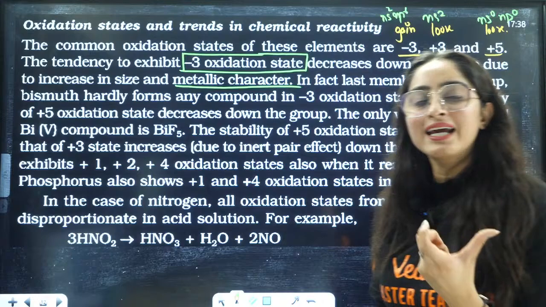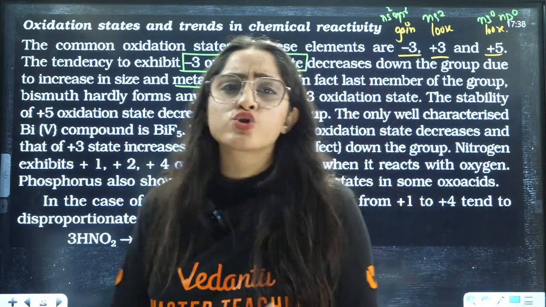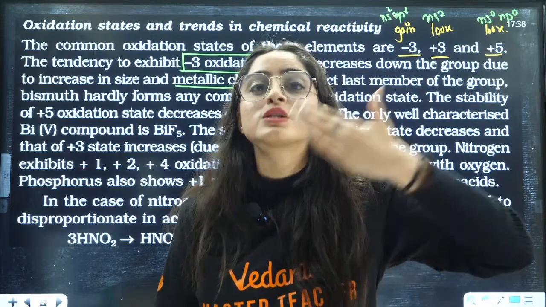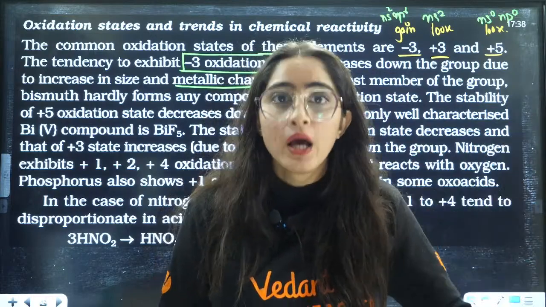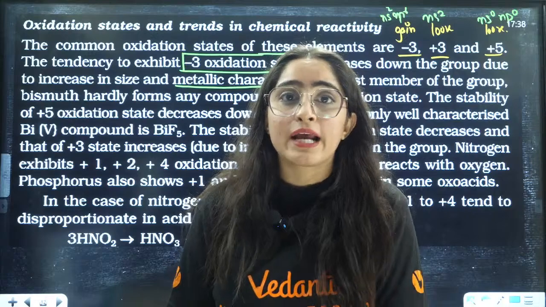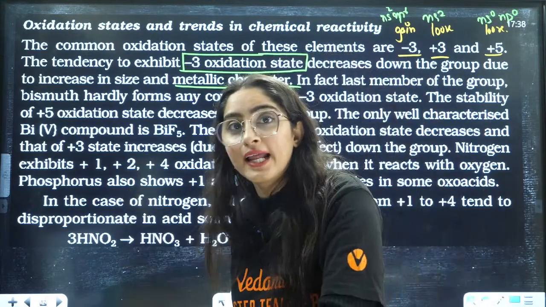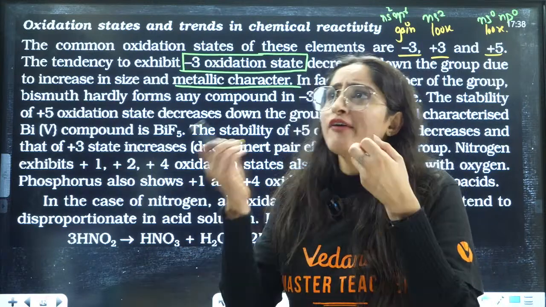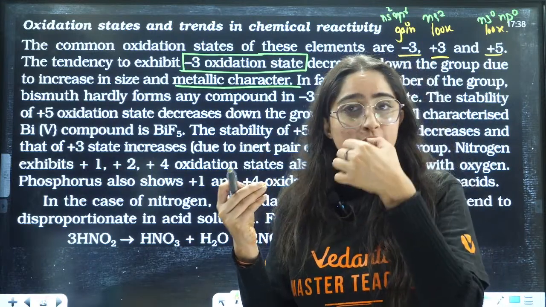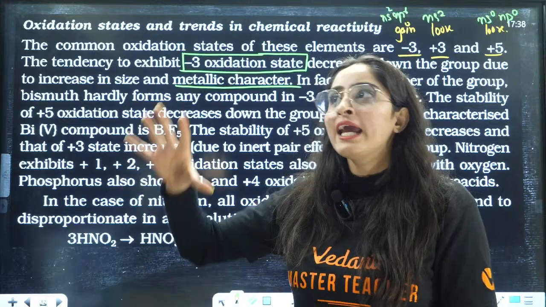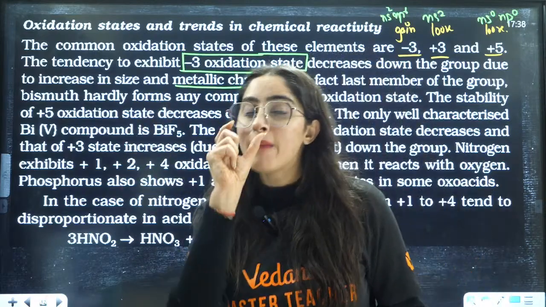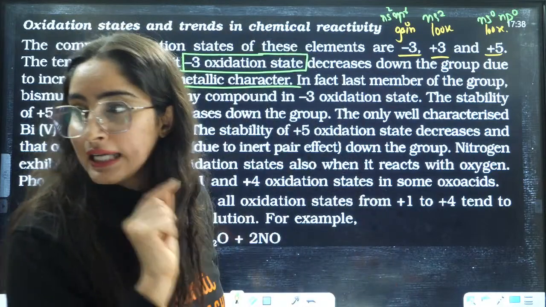Now, metallic character increases down the group, which means it has the tendency to lose the electron. Bismuth wants to lose the electron. You are saying it has to gain the electron. It will say, I don't want to gain the electron. If I have a good tendency to lose the electron, why are you asking me to gain the electron? I don't want to. That is why the minus 3 oxidation state decreases down the group.